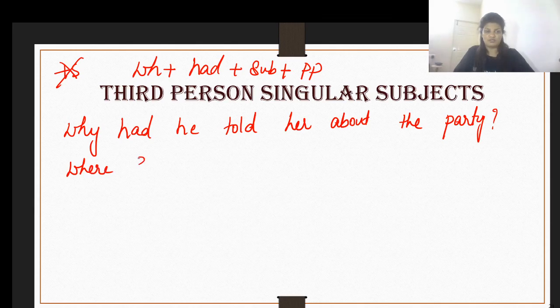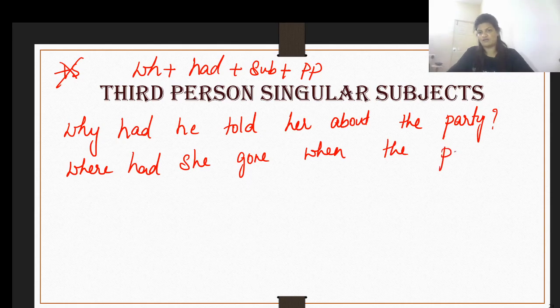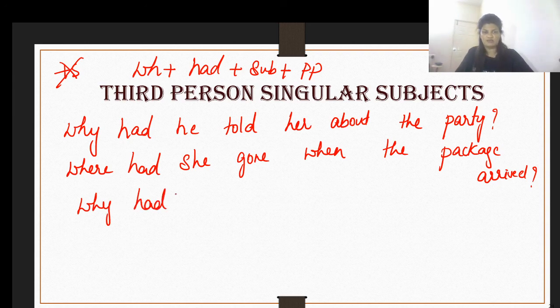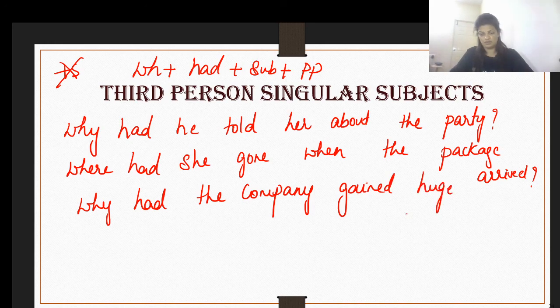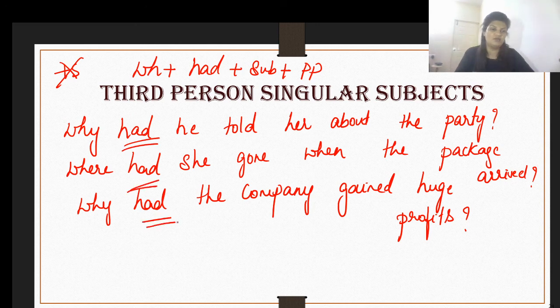Or the next one with she, where had she gone when the package arrived? The package arrived, question mark. And with company, why had the company gained huge profits, question mark. So there you have it, no plus S format over here. We still use had over here, just like the way we use it with I, they, we, and you.